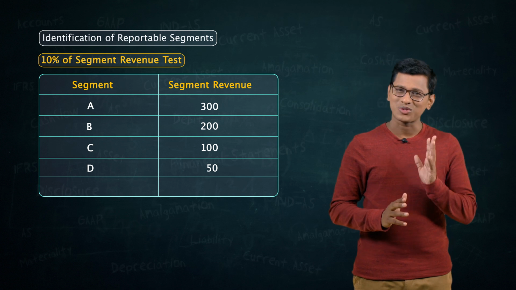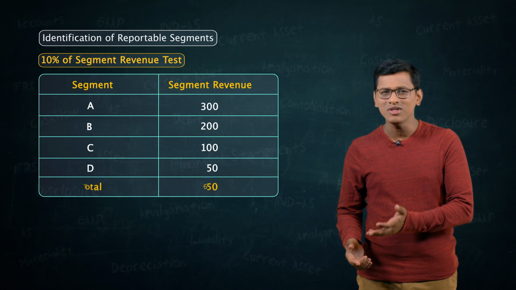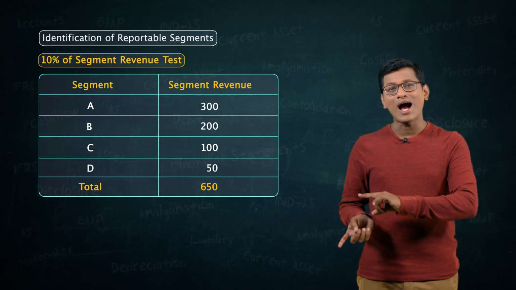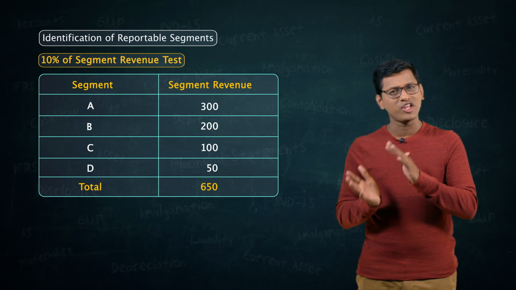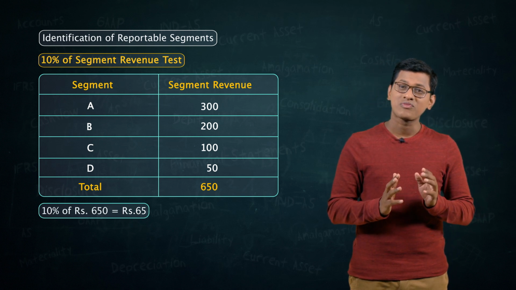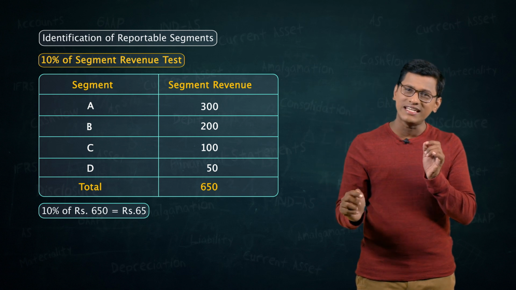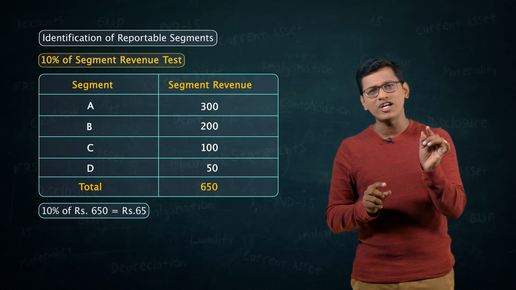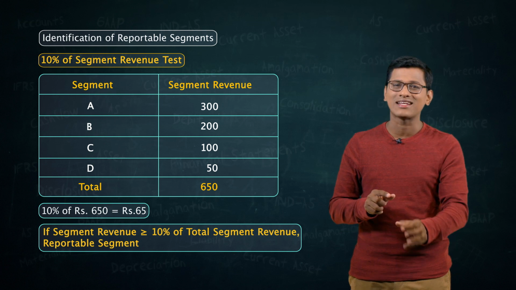Now what you are supposed to do is total up all these segment revenues. So what will that come to? 650. Now on the segment revenue total, you will apply 10%. So on 650, if you apply 10%, that comes to 65, right? Now listen carefully. If any of those segments A, B, C, D has segment revenue of greater than or equal to 65, then you will make that a reportable segment under this category.